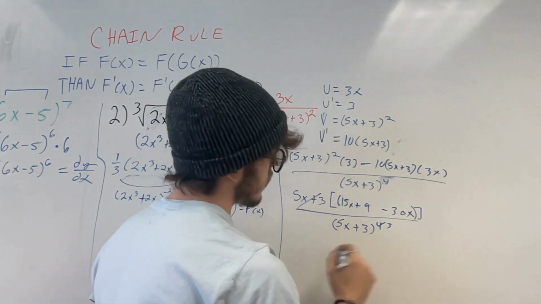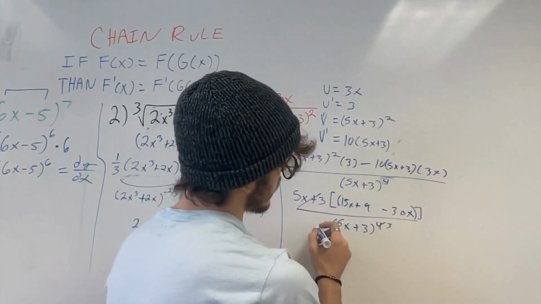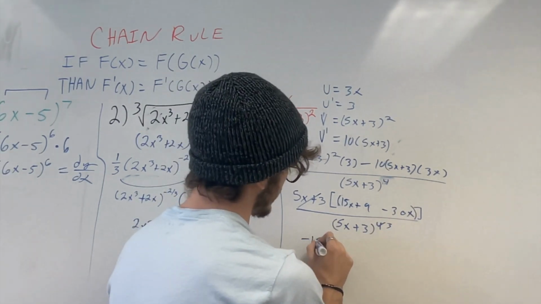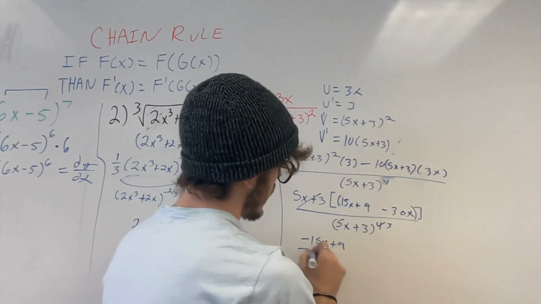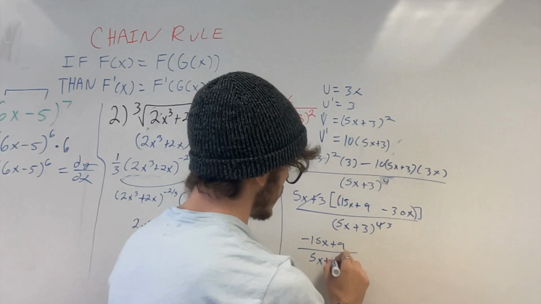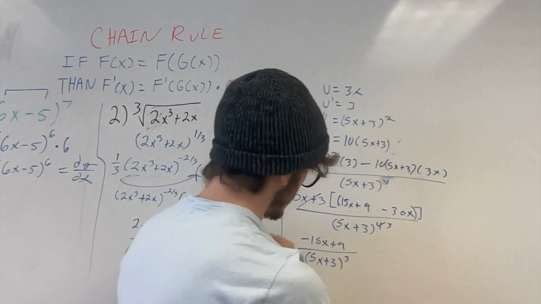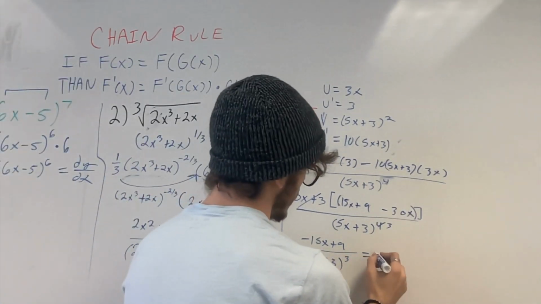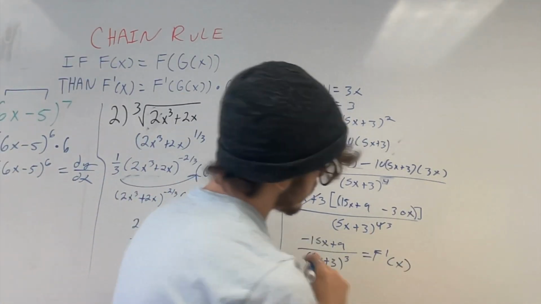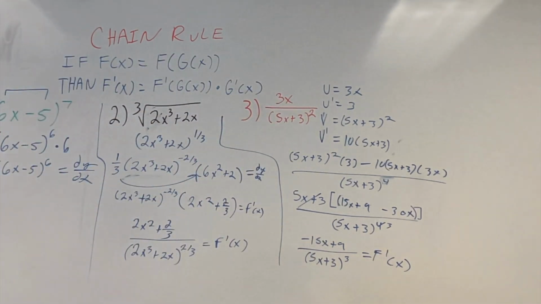So in total, we're going to get, and I'm going to simplify this here as well. This is going to be negative (15x plus 9), right? 15x minus 30 plus 9. And we're going to be left with (5x plus 3) to the third on the bottom. Alrighty, are we allowed to do any more simplification? We are not. So this is our final derivative value, negative (15x plus 9) over (5x plus 3) to the third. That's the derivative of a quotient here.